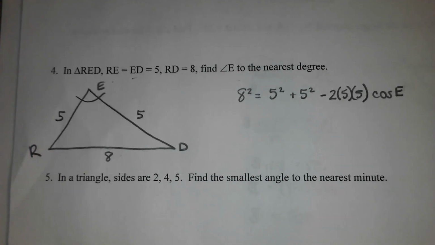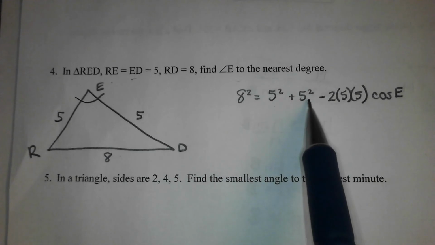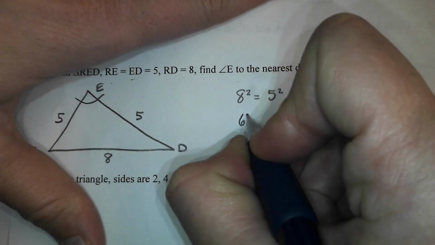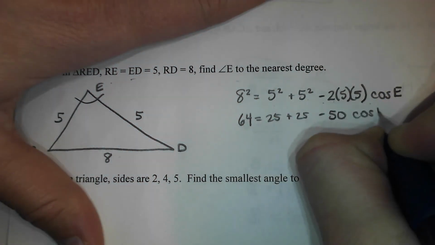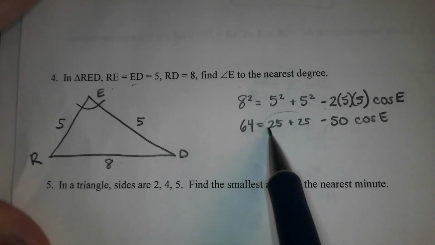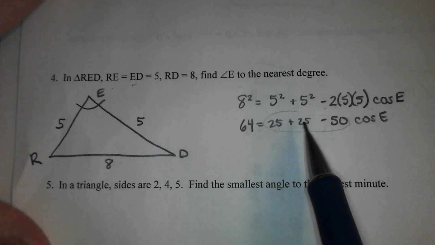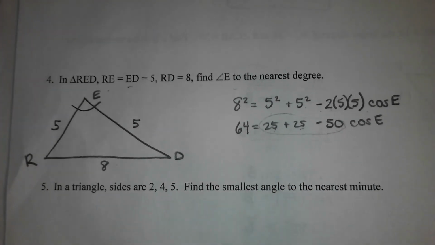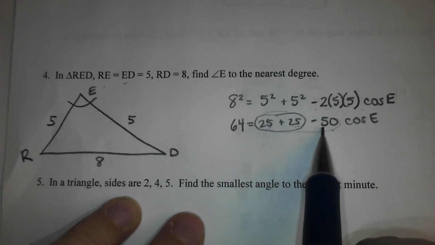So here's where people tend to make the mistake. They'll do 25 plus 25 minus 50. So I'll do 64 equals 25 plus 25 minus 50 times cosine E. And they'll take all 3 of these and combine them, and that's where their mistake comes in. Why can't these 3 all be combined together? Correct. The 50 is a coefficient. These 2 can be combined. That cannot, right?